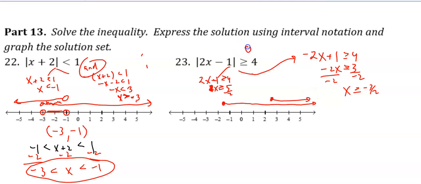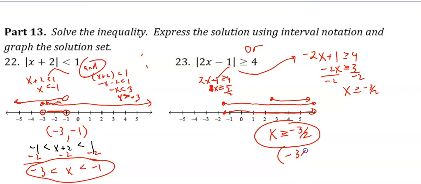This is a greater than statement, so it's an or statement. Either one of these can be true. So the final answer is this. It would be x greater than or equal to 5 halves, or x less than or equal to negative 3 halves. In interval notation, it'd be a bracket right there, wouldn't it? Because that's a closed circle.